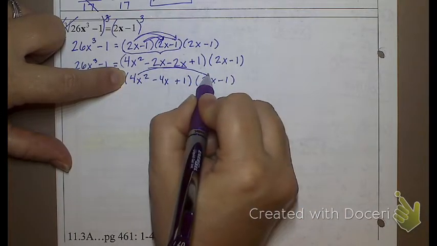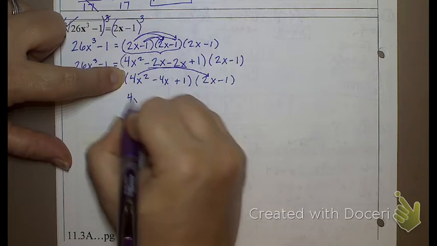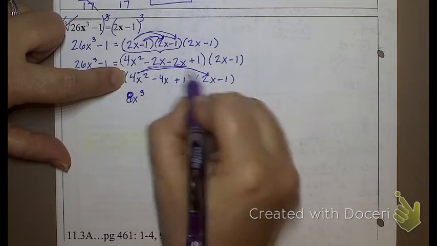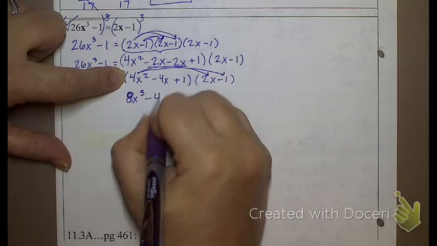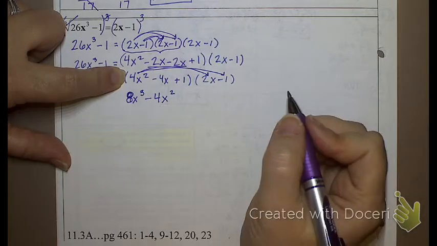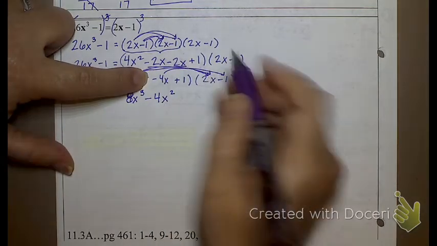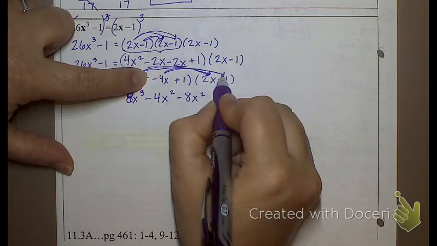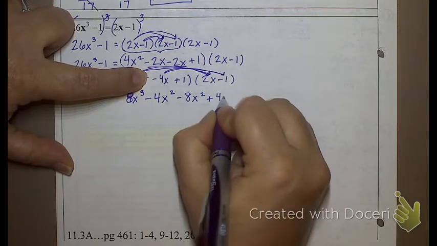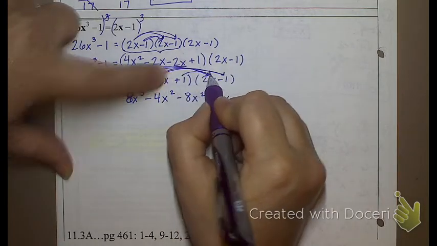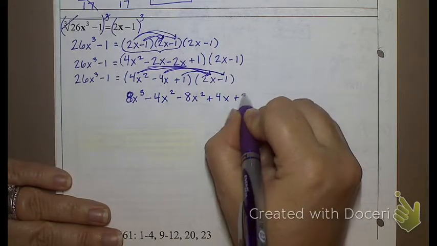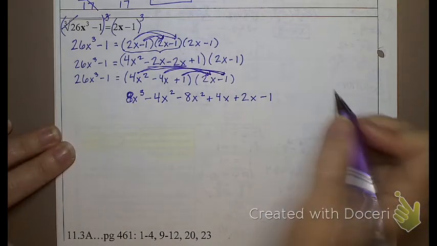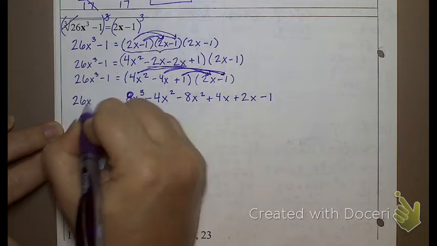4x squared times 2x is 8x cubed. 4x squared times negative 1 is negative 4x squared. Negative 4x times 2x is negative 8x squared. Negative 4x times negative 1 is positive 4x. Positive 1 times 2x is positive 2x. And positive 1 times negative 1 is negative 1. Other side has 26x cubed minus 1.